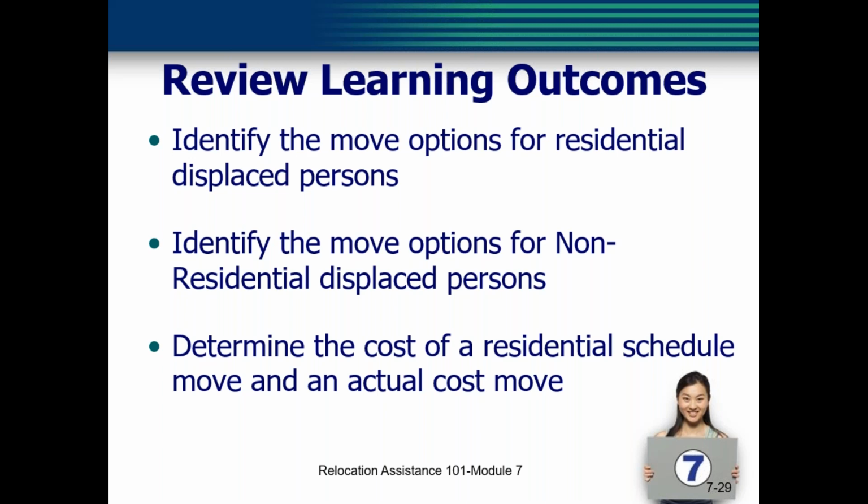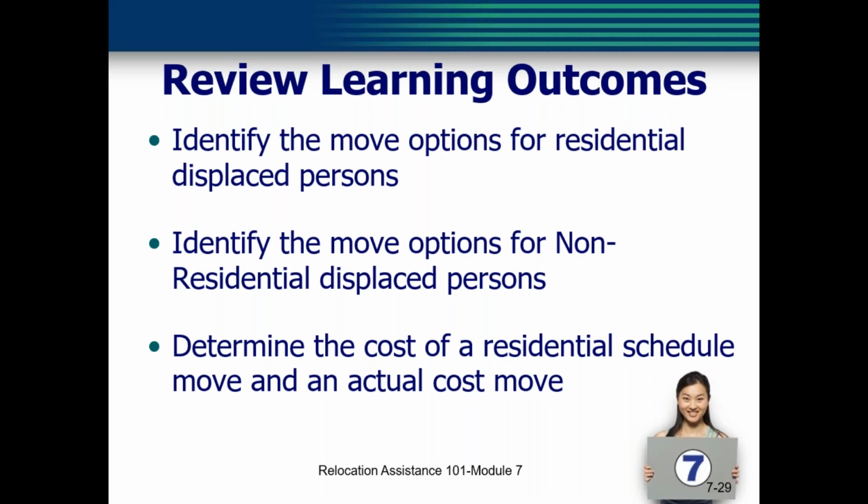What is the criteria for reimbursing for a non-residential move expense? Remember, they have to be actual, reasonable, and necessary. What is the maximum for reestablishment expense for reimbursement? $25,000. There's also those non-residential move costs we talked about, which could be the connection of utilities from the right of way to the building, or the one-time usage fee for water for a laundromat.